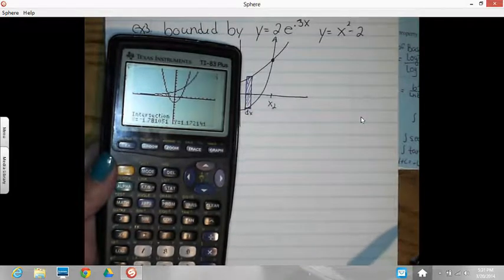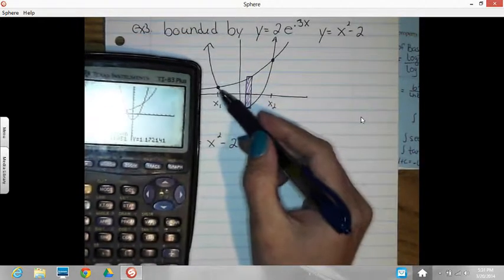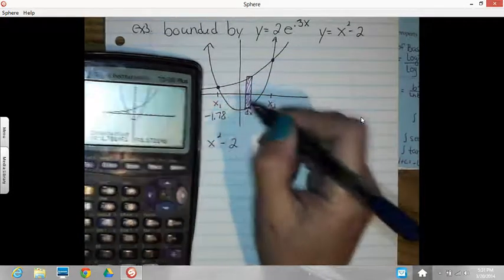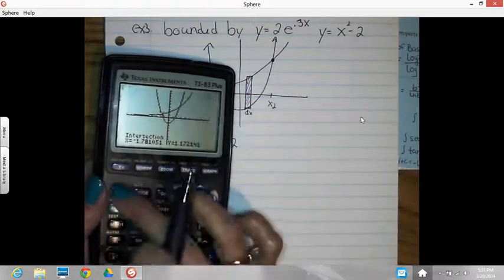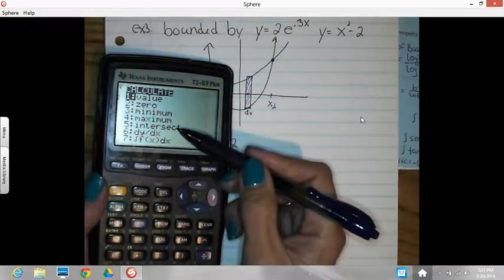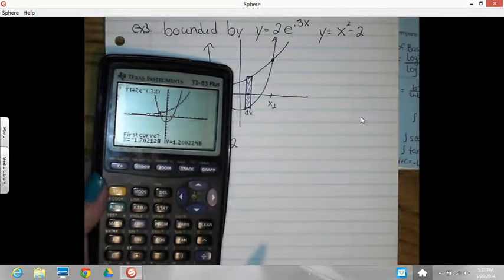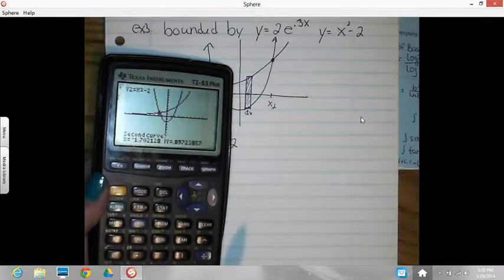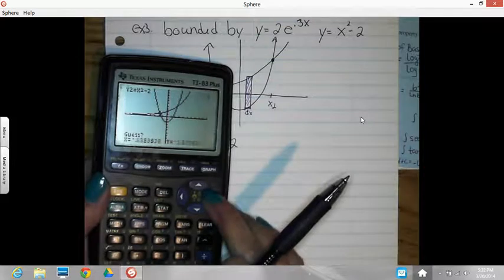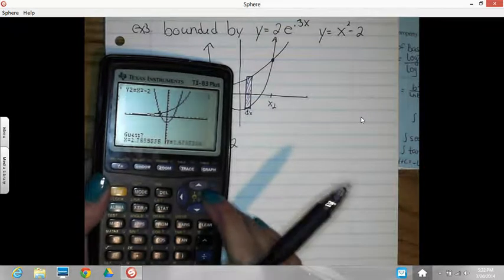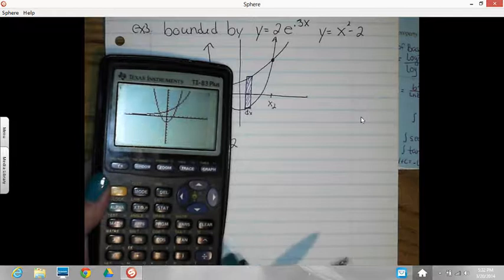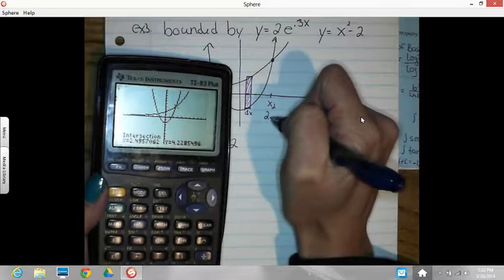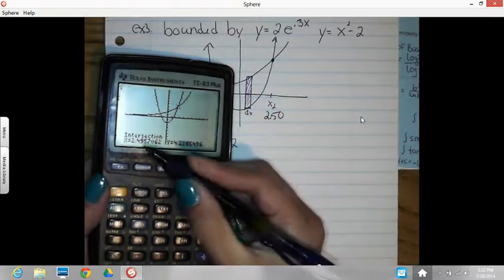Okay, I'm going to use 2 decimal places. So x here is negative 1.78. And then I'm going to do the same thing here. Second calc, I'm looking for an intersection, that's number 5. Again, it asks for what 2 curves. Right now it even tells you what it's on, Y1. Enter, Y2, enter, and what's the guess? Well, now I got to get it over closer to the other one. And I get 2.50 for the x. I'm not concerned about the y's. I want x's because of my positioning of my rectangle.